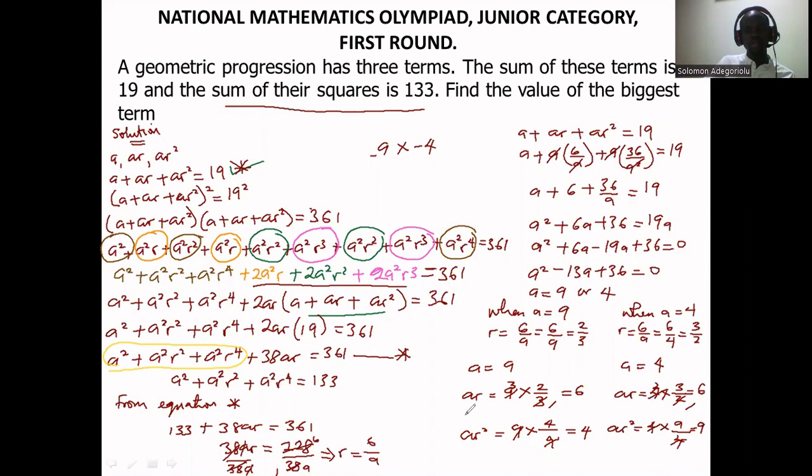When we take a look at this, from here, we have first term to be 9, second term to be 6, and third term to be 4. And from this angle here, first term is 4, second term is 6, and third term is 9. So the question says we should find the value of the biggest term. Looking at these 3 terms, what is the biggest term? Therefore, the biggest term is 9. So 9 is the biggest term of the 3 terms.